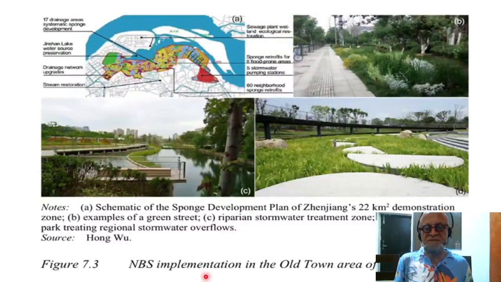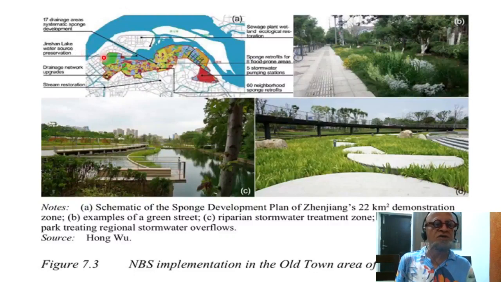Okay, so NBS implementation in the Old Town area of Zhenjiang. A lot of good examples from China that I'm actually not showing all of them. So sorry for the poor quality of the figure here, but this is a schematic of the sponge development plan of Zhenjiang, a 22 square kilometer demonstration zone. You can see the various drainage areas of systematic sponge development.